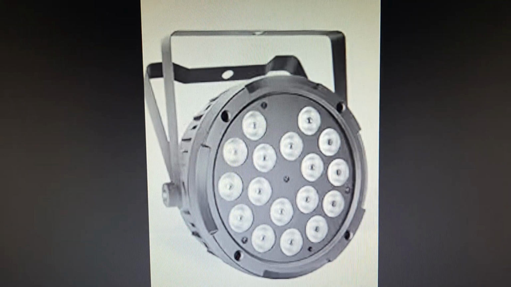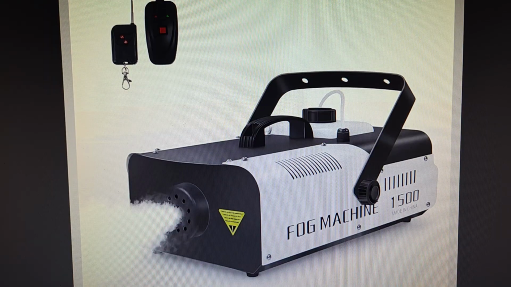Fixtures. A fixture is anything that is controlled by DMX. It could be a light, or it could be a fog machine. Both of these things are controlled with DMX.